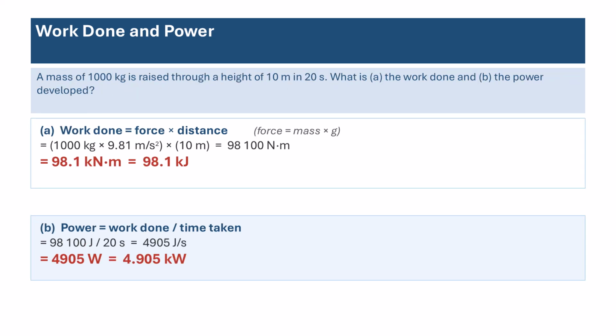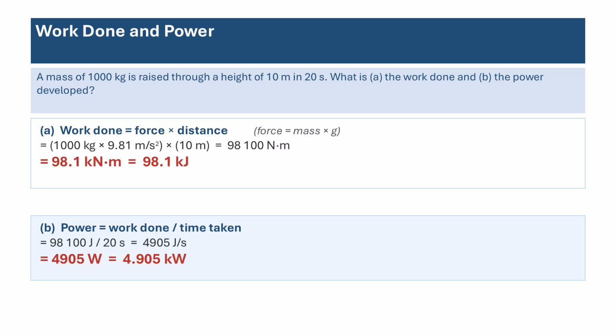This second worked example on work done and power involves lifting a mass against gravity, a scenario frequently encountered in the design of hoists, cranes, and lifting equipment in electrical engineering applications. The problem states a mass of 1,000 kilograms is raised through a height of 10 meters in 20 seconds. We are required to find both the work done and the power developed.